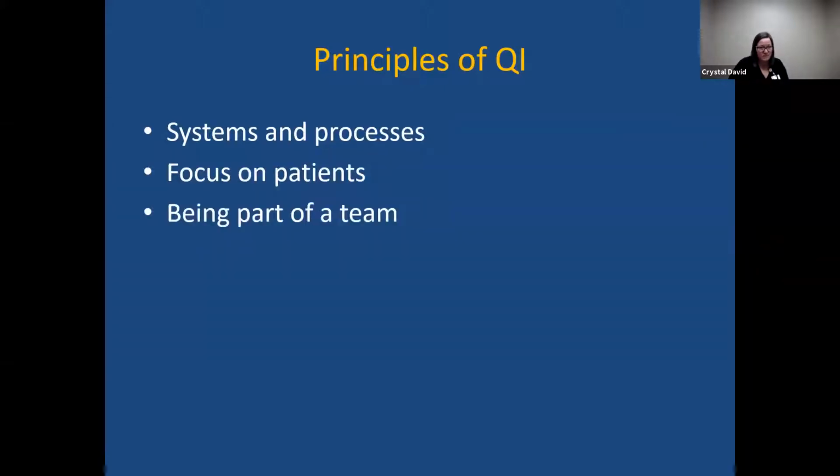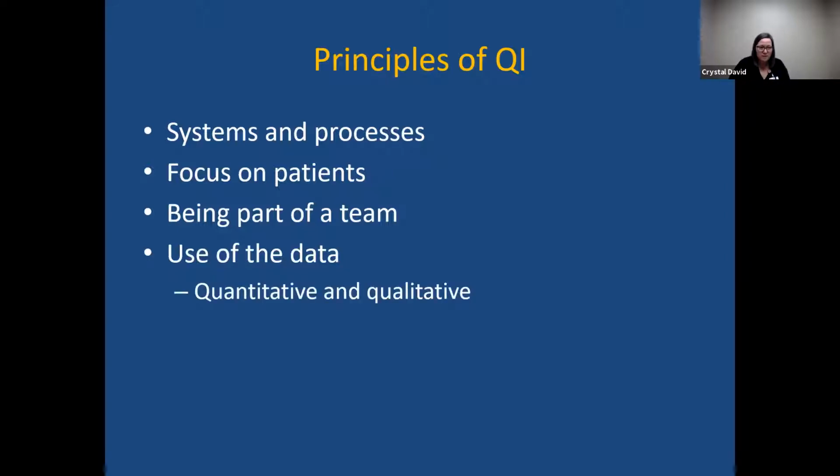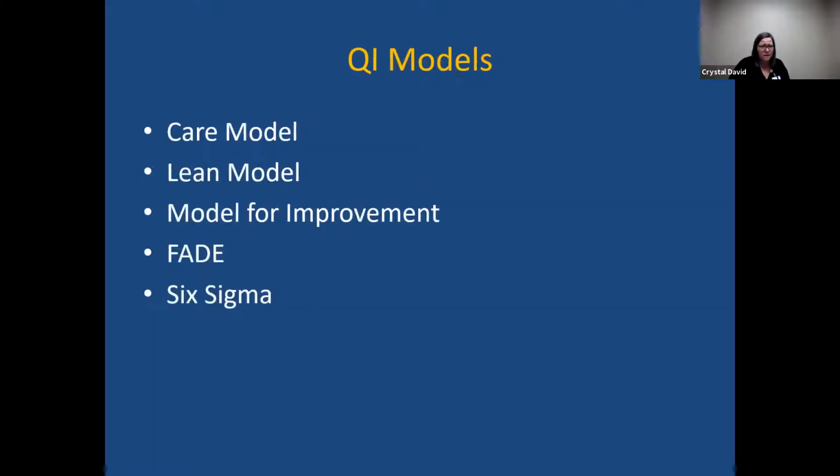It's about being part of a team, figuring out how to use the data that we have to improve what we are working on. So, this might be quantitative or qualitative data depending on your project. You might be looking prospectively at what you can change, or perhaps sometimes it's more effective to look retrospectively to see how things have gone and then what changes you can make. There are different models that you can look at. This is a list of some of the more common ones. Today, I'm going to focus on the model for improvement.